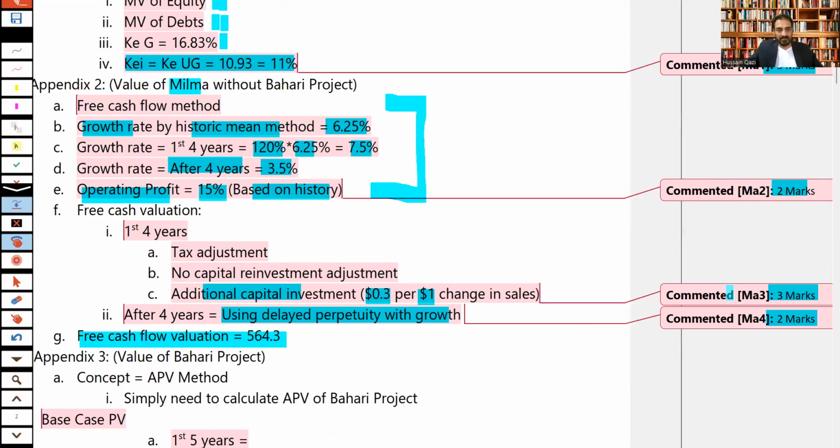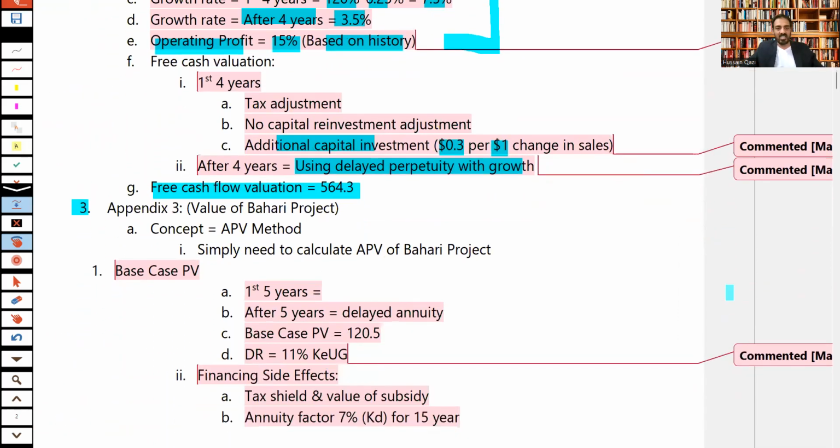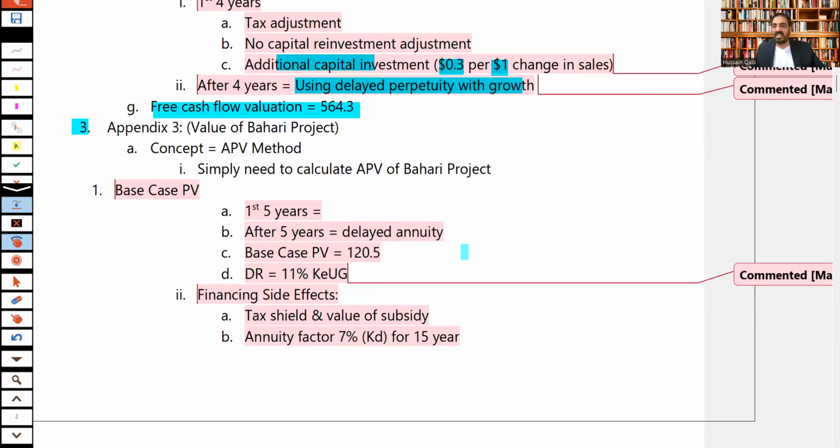Okay, next. Appendix 3. The examiner asks, what is the value of the company after the Bahari project? So why not identify the Bahari project value? Number 1, prepare your mind. We have to work it out by the APV method.